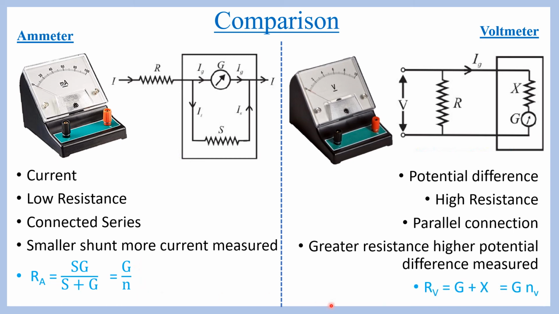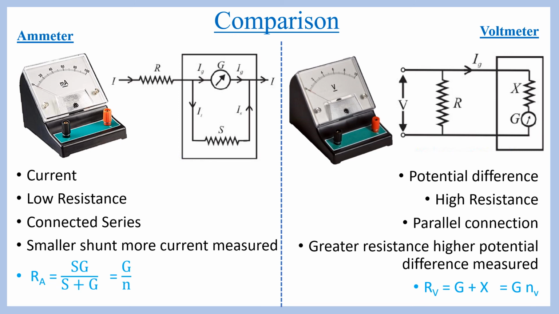Now corresponding here, we have got the resistance of the voltmeter, which is G and X connected in series. That is two resistances connected in series. What is the effective resistance? R1 and R2 connected in series, so the effective resistance is equal to R1 plus R2. So you will get G and X connected in series, so the effective resistance is equal to G plus X, which is also equal to G times NV. What is this? NV is the order in which it is increased. The voltage measuring capacity is increased by NV. So these are the comparing terms of an ammeter and a voltmeter.